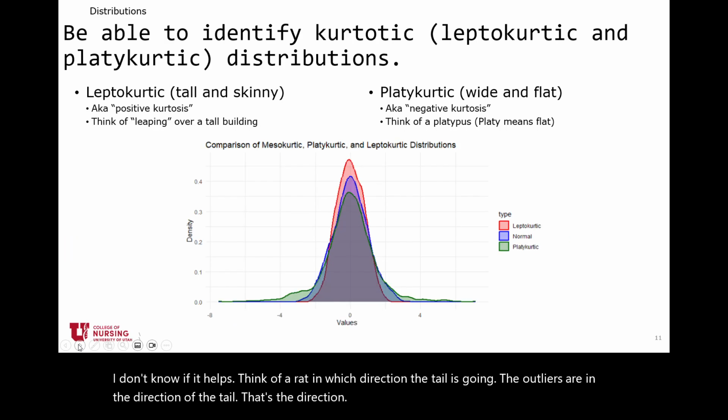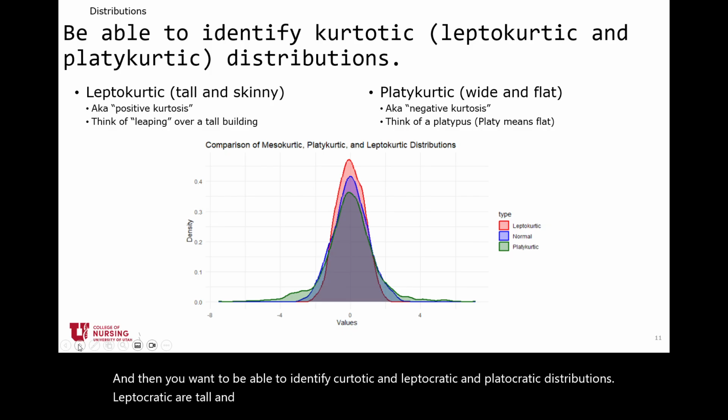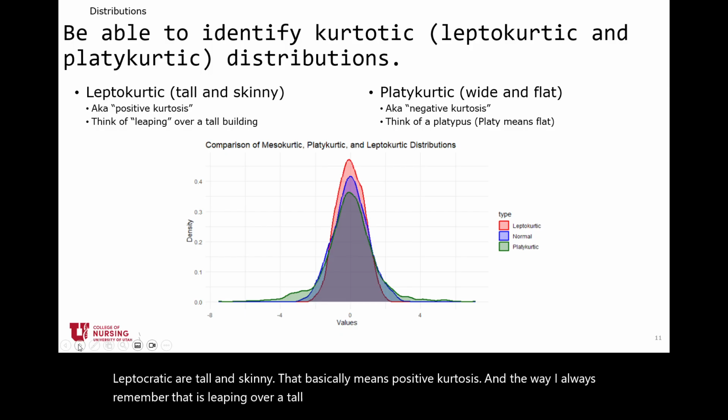And then you want to be able to identify leptokurtic and platykurtic distributions. Leptokurtic are tall and skinny. That basically means positive kurtosis. And the way I always remembered that is leaping over a tall building. So you leap to get over a leptokurtic distribution.